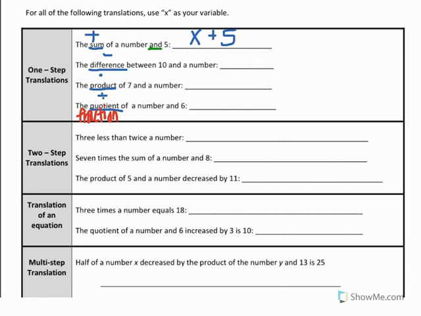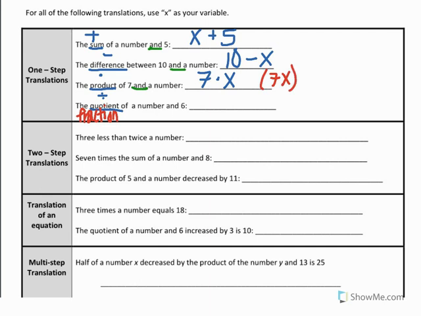Then, moving on, we have the difference between 10 and a number. So that means our minus sign is going to go between 10 and our number x. Okay? The product of 7 and a number, we're going to write 7 times x. Now we also will sometimes see this just as 7x, which is totally fine. You'll see that most commonly as 7x.